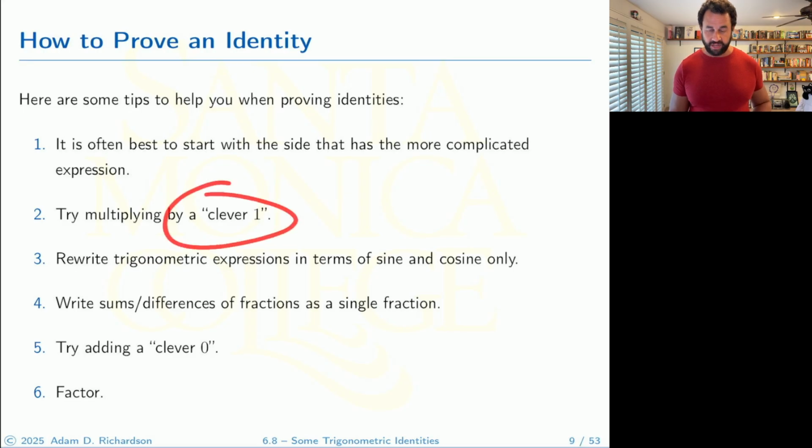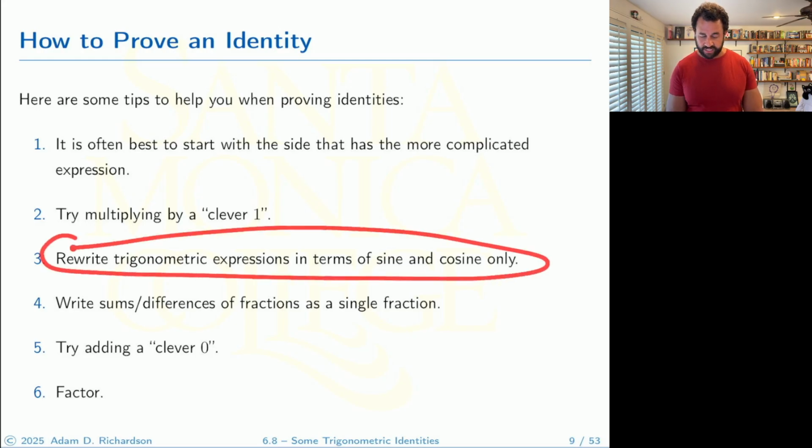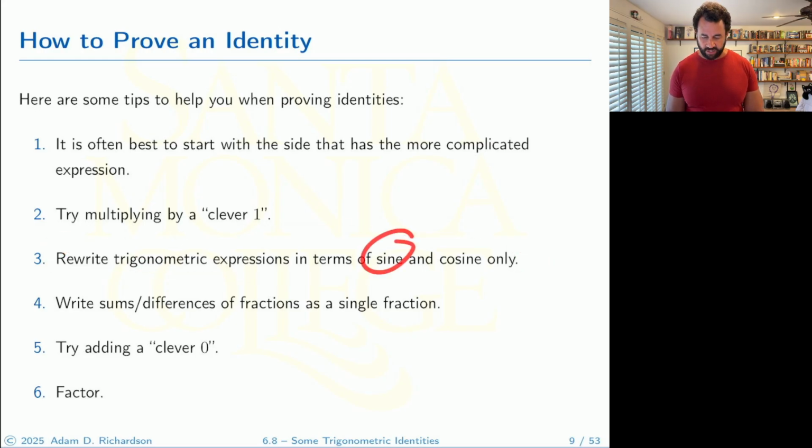Another thing: multiply by a clever one. We've seen that all sorts of times in this course. It's one of the most powerful techniques in math, and it shows up a lot here as well. So multiply by a clever one. That's another good trick. Rewrite the trig expressions in terms of sine and cosine only. That can help out a lot.